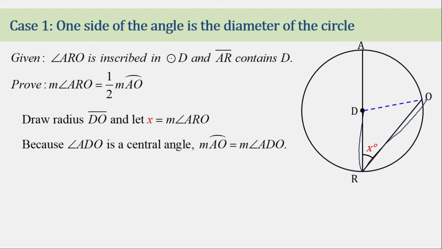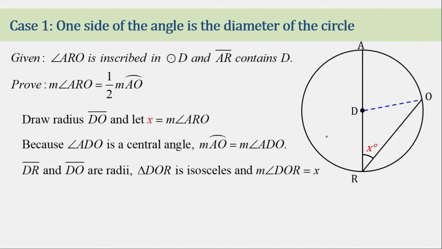Now, as you can see, because of this auxiliary line, we created a triangle here. This triangle is an isosceles triangle. Why did I say that it is an isosceles triangle? An isosceles triangle is a triangle that has two equal sides. So this is an isosceles triangle because DR and DO are radii of the circle. Therefore, they have the same length.